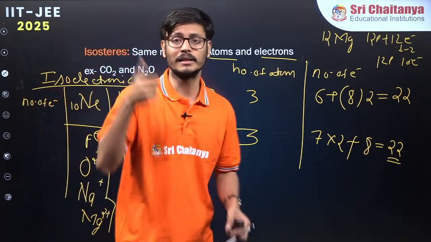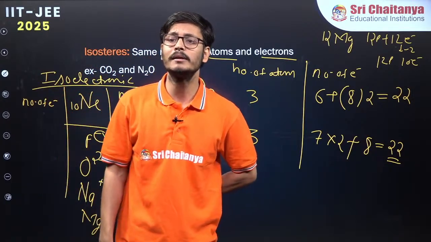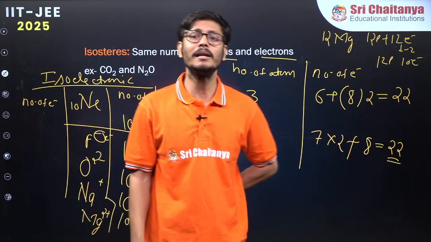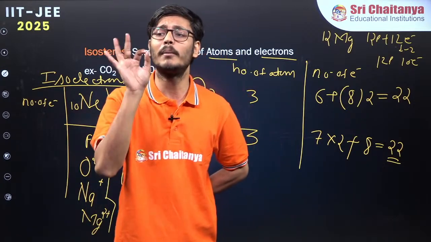Is it clear to everyone? Just give a thumbs up quickly. Is it clear to everyone? Isoelectronic species clear to everyone? Containing the same number of electrons.